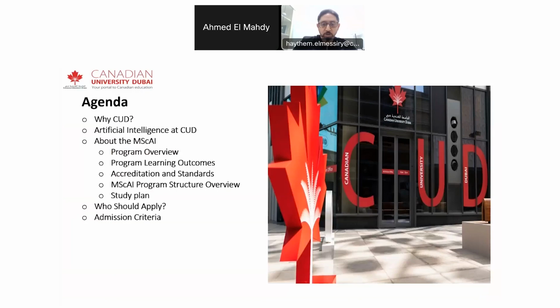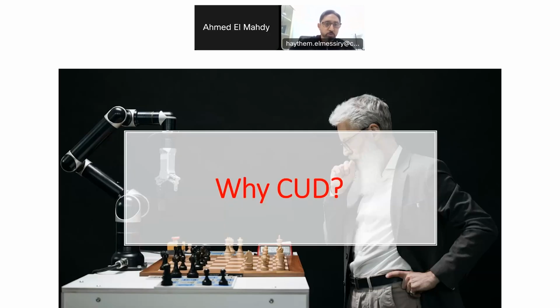So the agenda will go as follows. First, why we go for CUD, and then artificial intelligence at CUD, about the master program itself, from the structure, concept, and the accreditability of the program, and then the study plan. And then we're gonna end with two main parts, which are who should apply and the admission criteria as well. And then we'll give the floor for the audience to ask questions and to have a discussion about the program itself. So let's start.